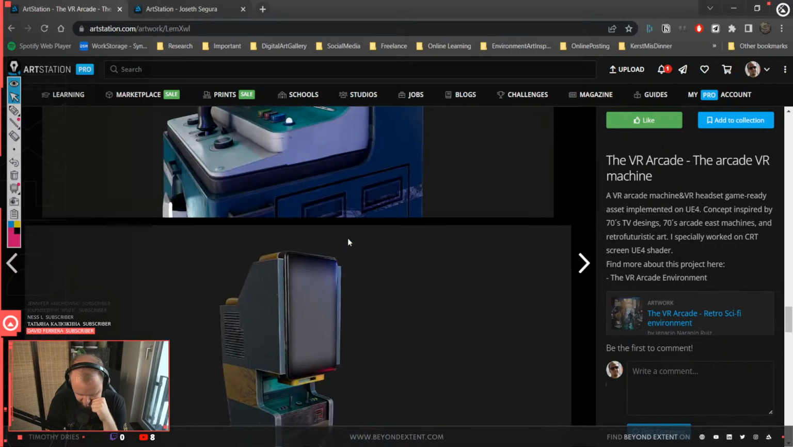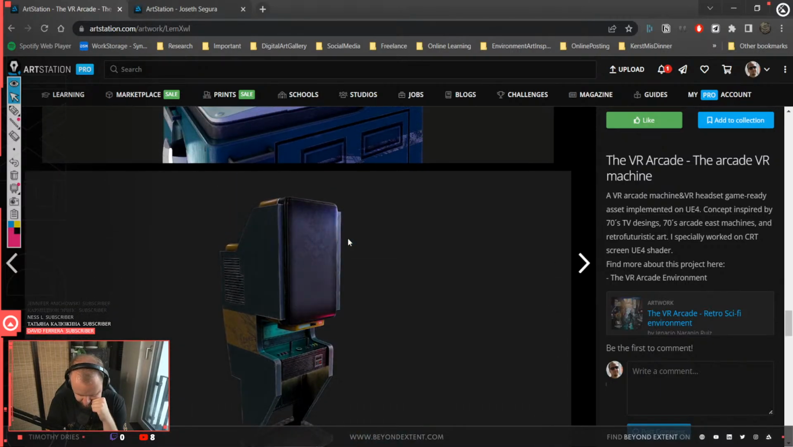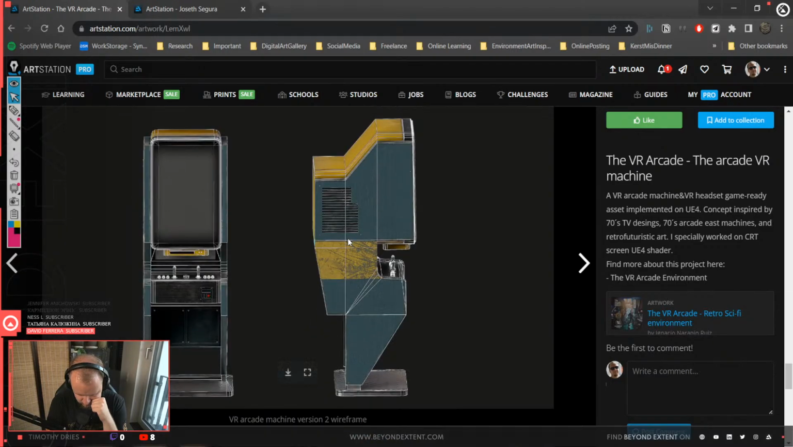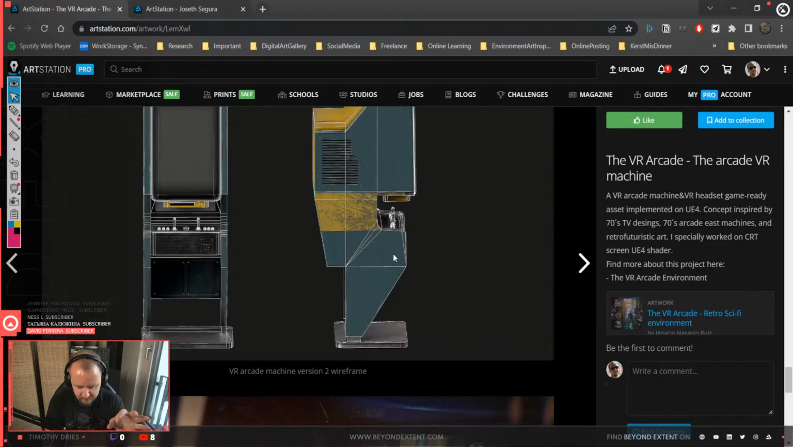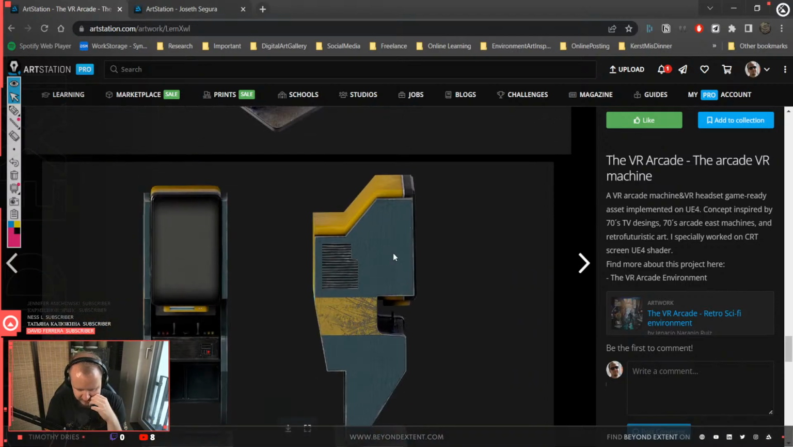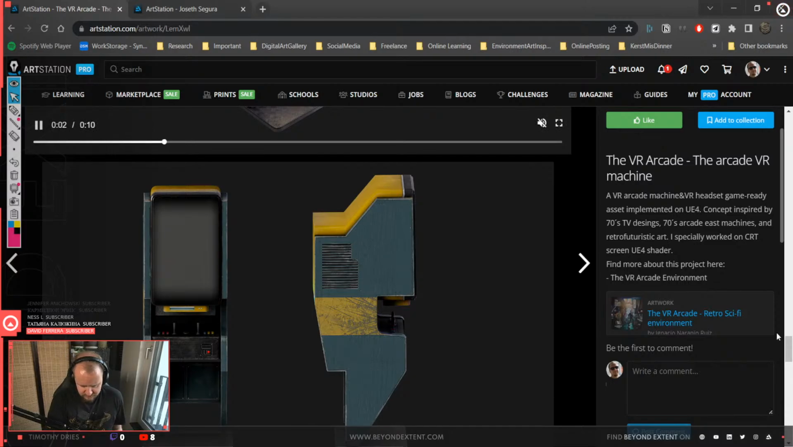Some cool shaders on there as well. I gotta say, I like that you put the wireframes on there, because a lot of people tend not to do it. And I feel like that hurts them, especially in the short run.